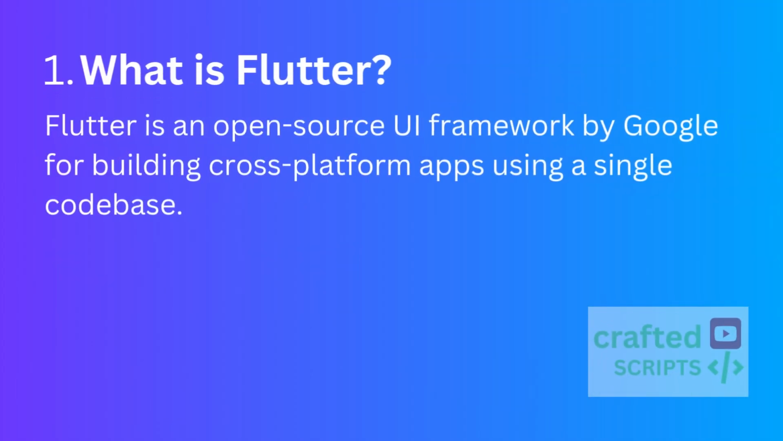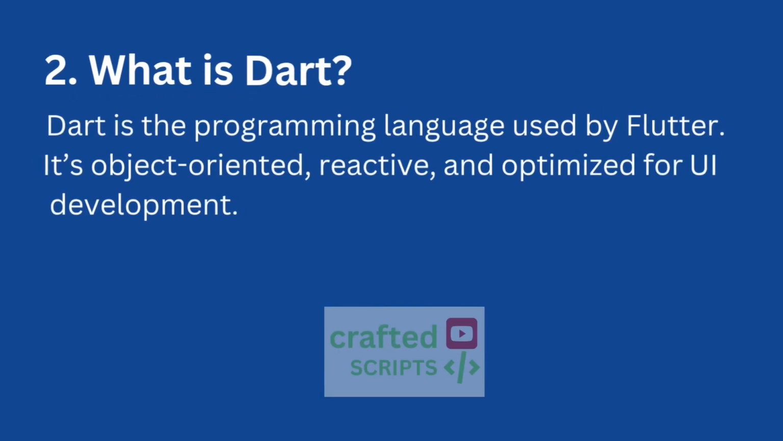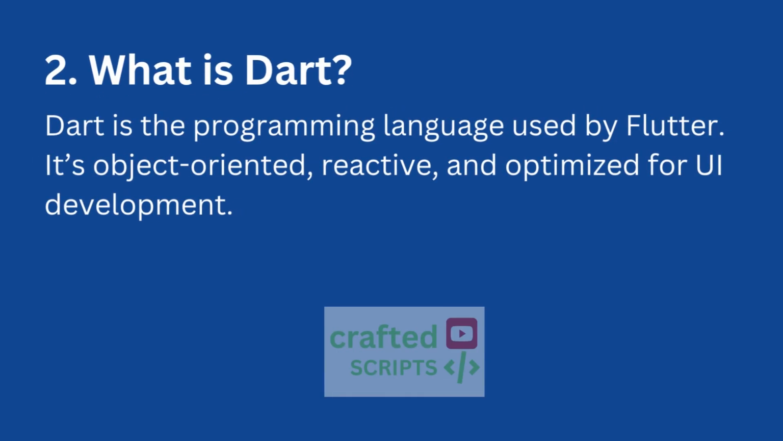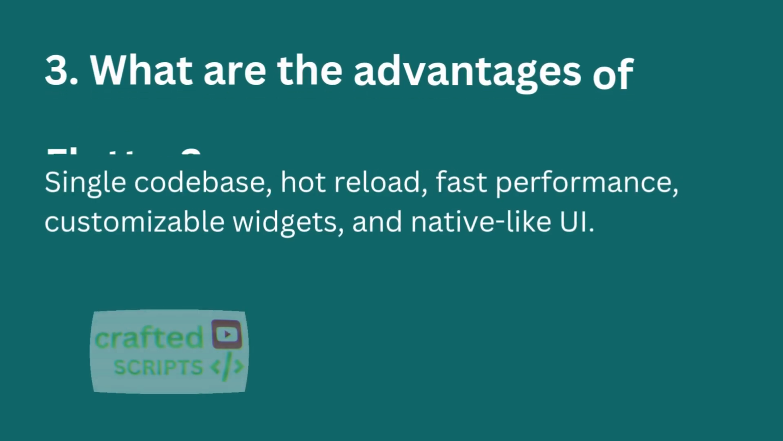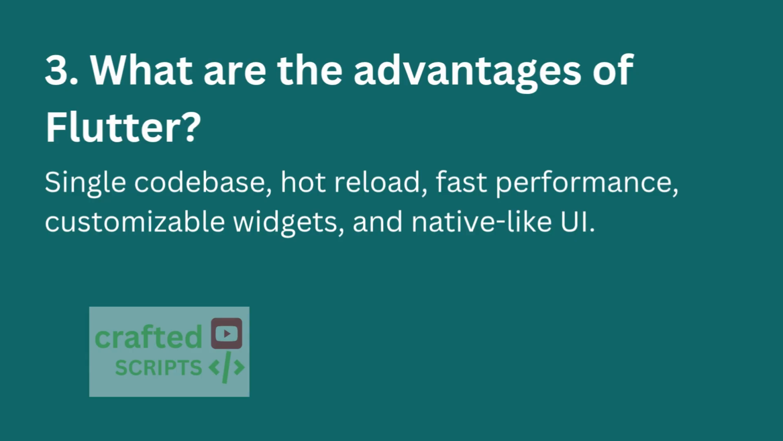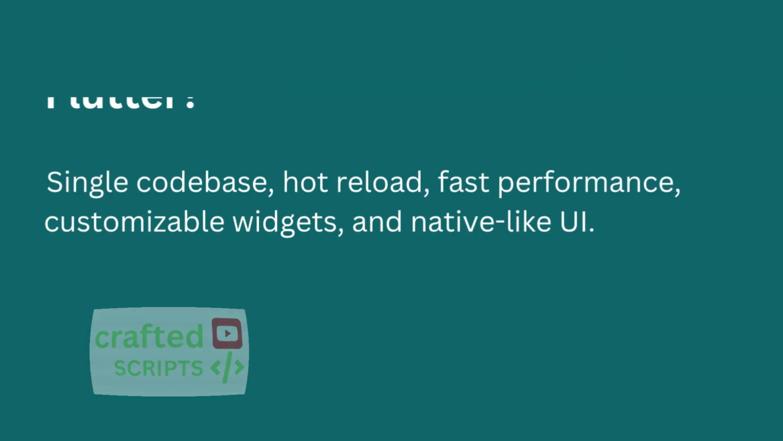Question number 1. What is Flutter? Flutter is an open source UI framework by Google for building cross-platform apps using a single code base. Question number 2. What is Dart? Dart is the programming language used by Flutter. It's object-oriented, reactive, and optimized for UI development. Question number 3. What are the advantages of Flutter? Single codebase, hot reload, fast performance, customizable widgets, and native-like UI.